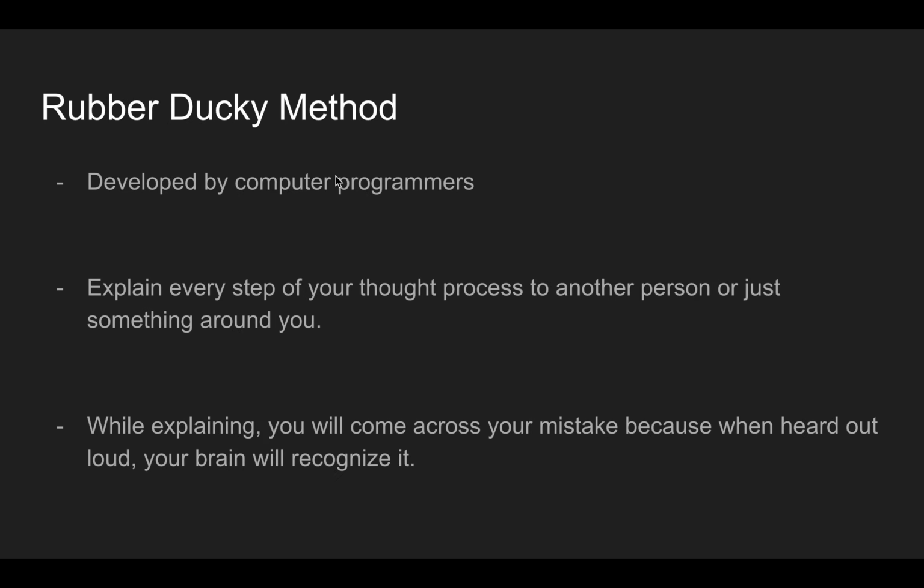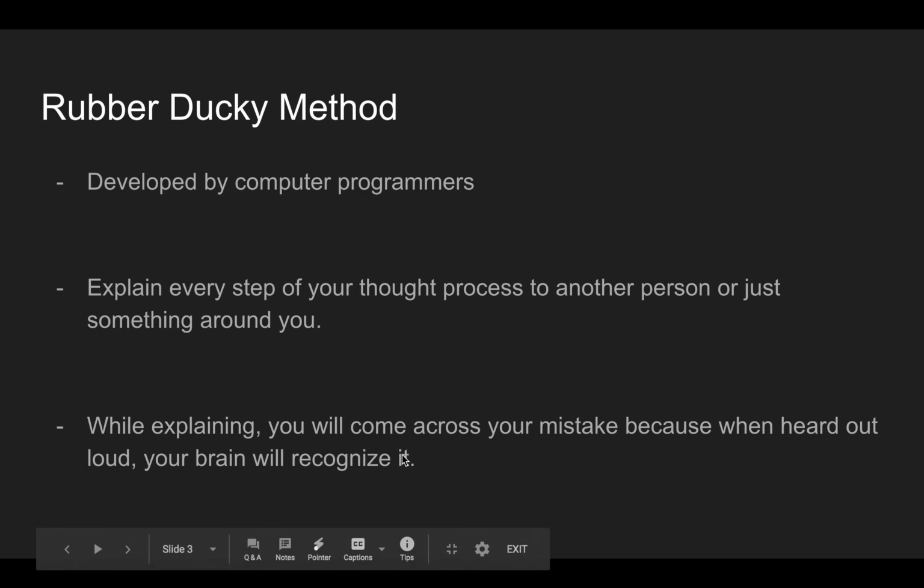So now I'm going to get into specific methods for the bigger problems. This one has helped me a ton in calculus when we're doing an equation that's 13 or 14 steps, and you finally get your answer and it's wrong, and you have to go back through and figure out where you messed up. This is the one that you use. It was developed by computer programmers when they were writing lines of code. And what you do is you explain every single step of your thought process to another person or something around you, and while explaining, you'll come across your mistake because when heard out loud, your brain will recognize it.